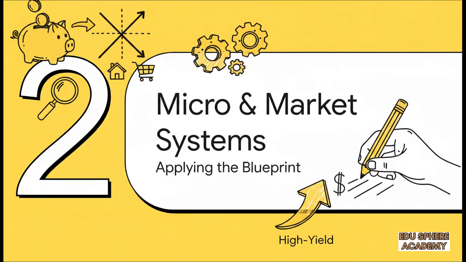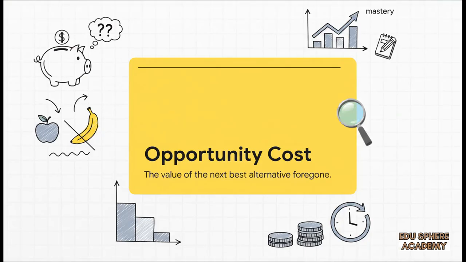Section 2. Microeconomics and Market Systems. Applying the Blueprint. Armed with our new answering techniques, let's dive into some high-yield topics. Now, while we just said definitions alone won't carry a short question, defining key terms should absolutely always be your opening move in long-form answers. So, opening with a crisp definition of something like opportunity cost, the value of the next best alternative foregone, instantly anchors your argument. It proves your competence to the examiner right out of the gate.